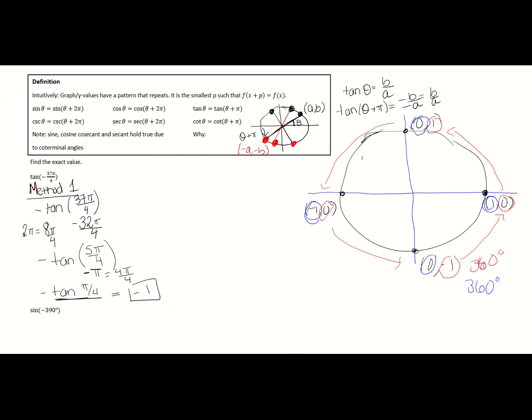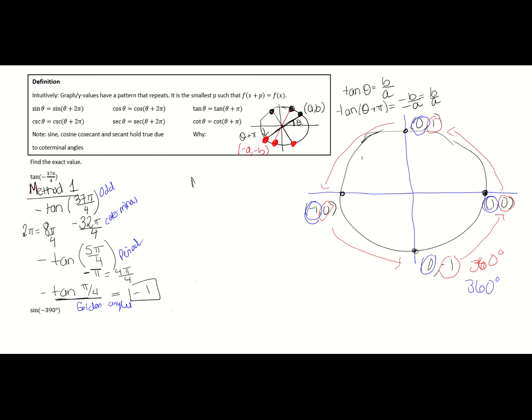Okay, so just to reiterate, the first one was because this is odd. This was coterminal angles. This was because of the period. And the last one is just because of the golden angles. We need to know the tangent of pi over 4 because pi over 4 is a golden angle.